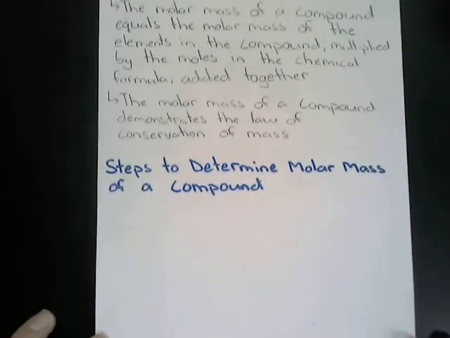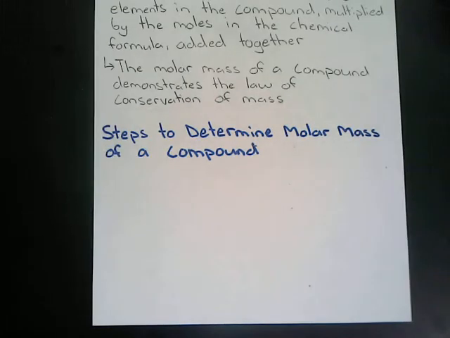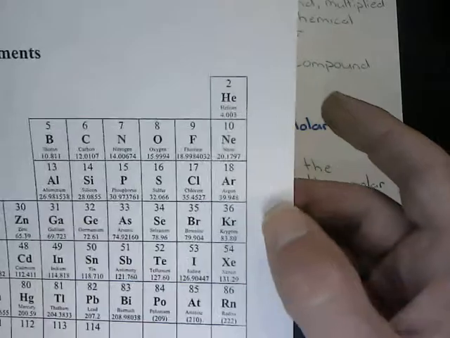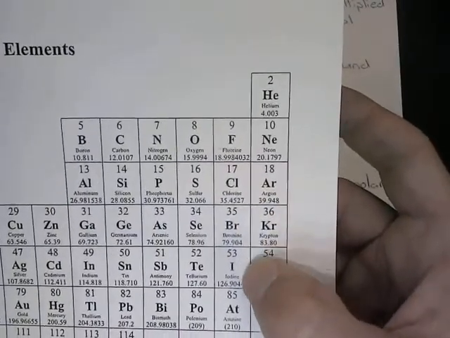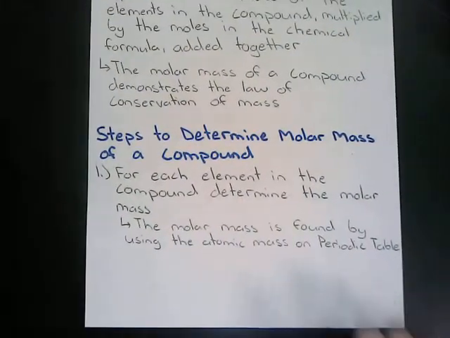So let's go through the steps to be able to specifically determine the molar mass of a compound. Number 1, for each element in the compound, determine the molar mass. Now, the molar mass for each individual element can be found by looking at the atomic mass on the periodic table. Just as a reminder, remember the atomic mass is that decimal number located underneath each of our elements in the periodic table. The second step is to multiply the molar mass of each element in the compound by the number of moles of that element in the chemical formula.